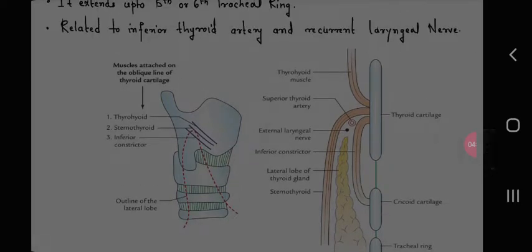Muscles attached on the oblique line of thyroid cartilage: thyrohyoid, sternothyroid and inferior constrictor. Outline of lateral lobe: thyrohyoid muscle, superior thyroid artery, external laryngeal nerve, inferior constrictor, lateral lobe of thyroid gland, sternothyroid, thyroid cartilage, cricoid cartilage and tracheal ring.